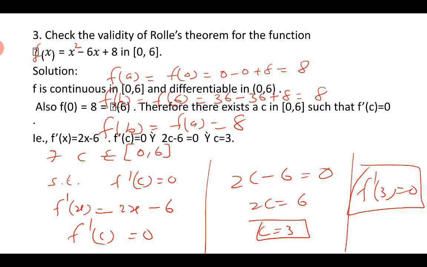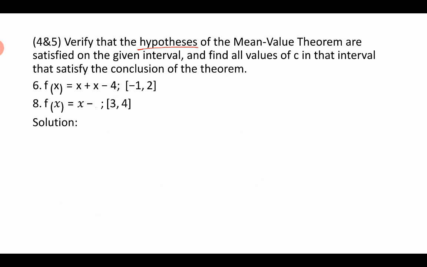Now we verify the hypothesis of the mean value theorem. Instantaneous rate of change is equal to average rate of change. I will do it for one problem. This is f of x equals x cube plus x minus 4 on negative 1 to 2. Okay, let me do this one first. The function is continuous in the closed interval and differentiable in the open interval. Then we have to find f of a and f of b.